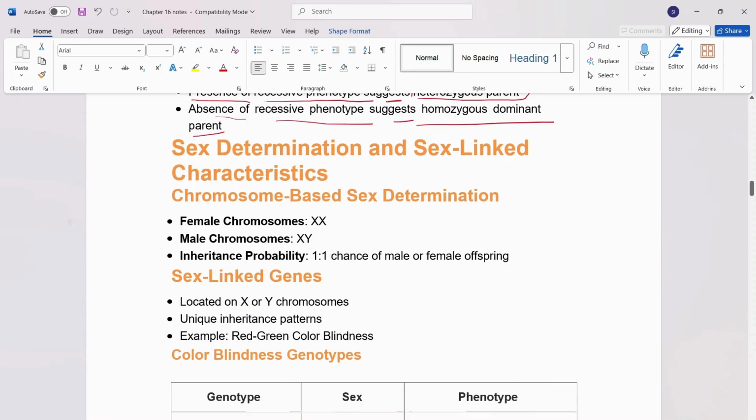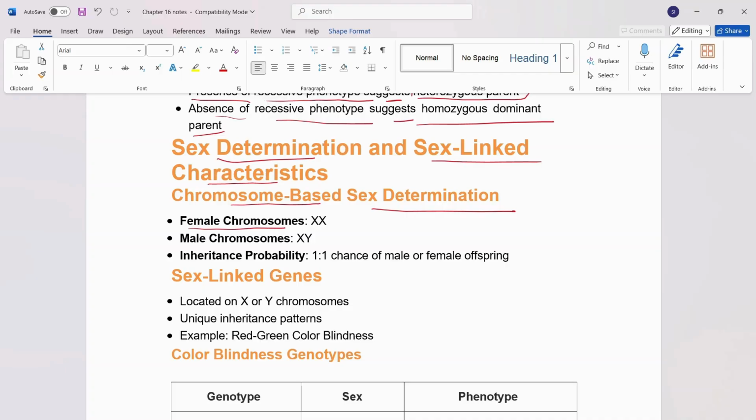Now let's talk about sex determination and sex-linked characteristics. Chromosome-based sex determination: female chromosomes we represent as capital XX, and male chromosomes we represent as capital X and capital Y. Inheritance probability is 1:1, like 50-50 chance of male or female offspring. Sex-linked genes are located on X or Y chromosomes and have a unique inheritance pattern, for example red-green color blindness.